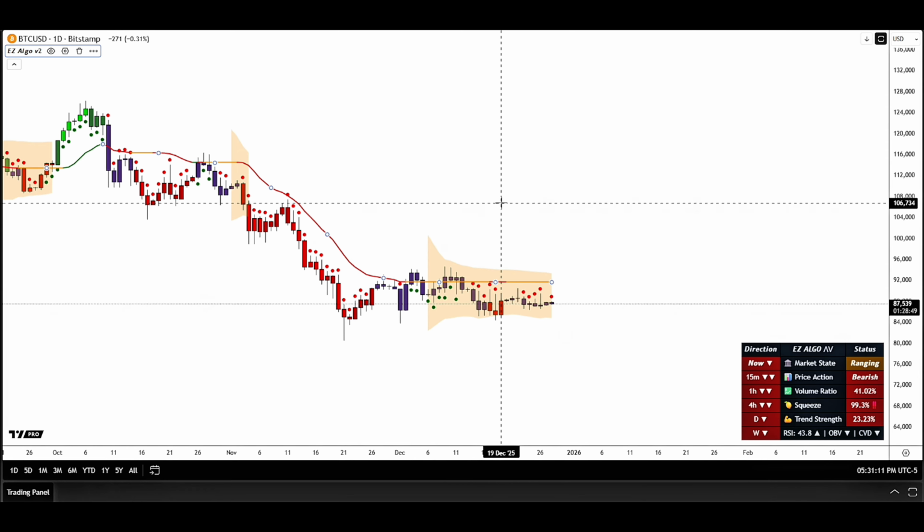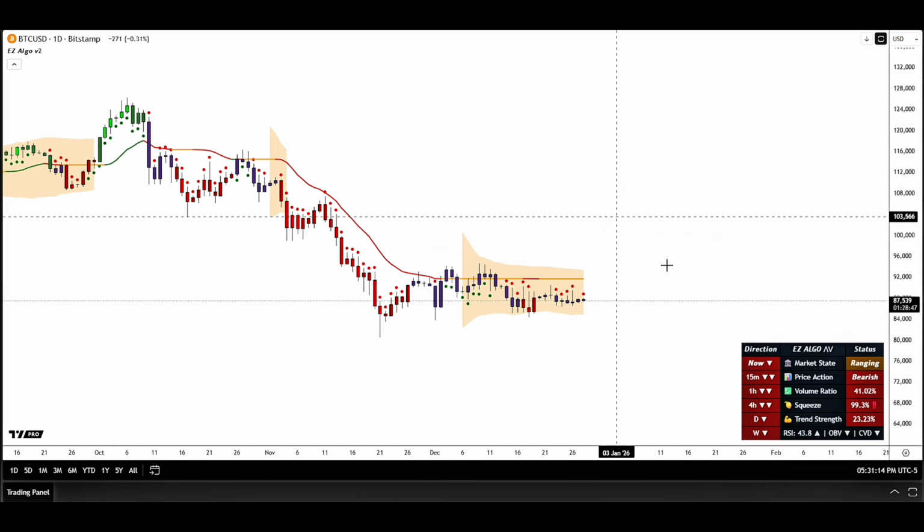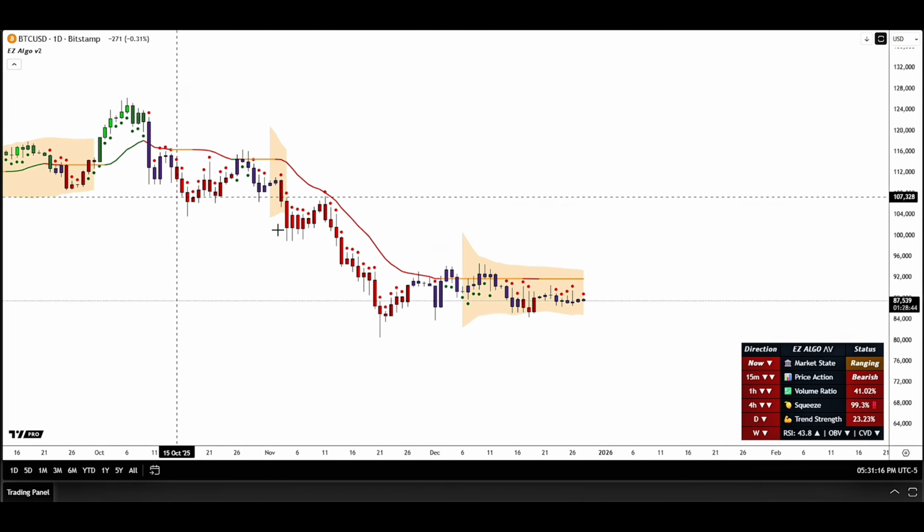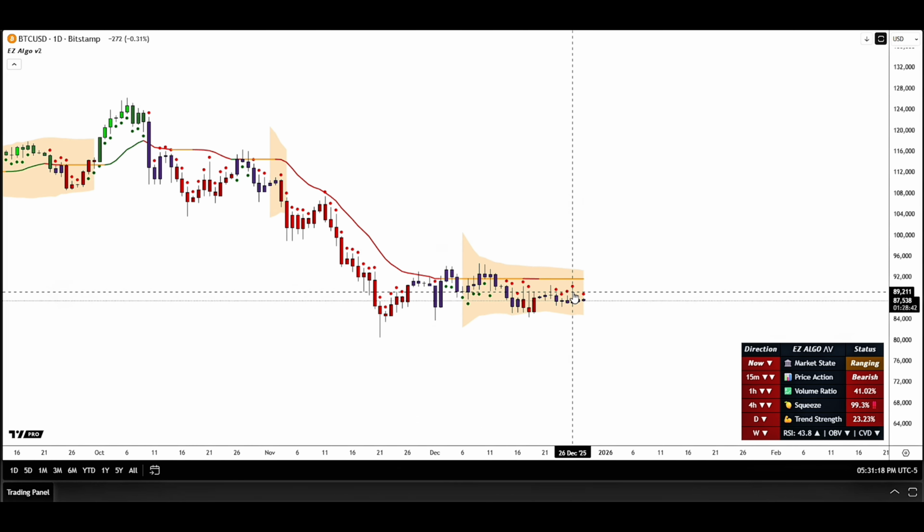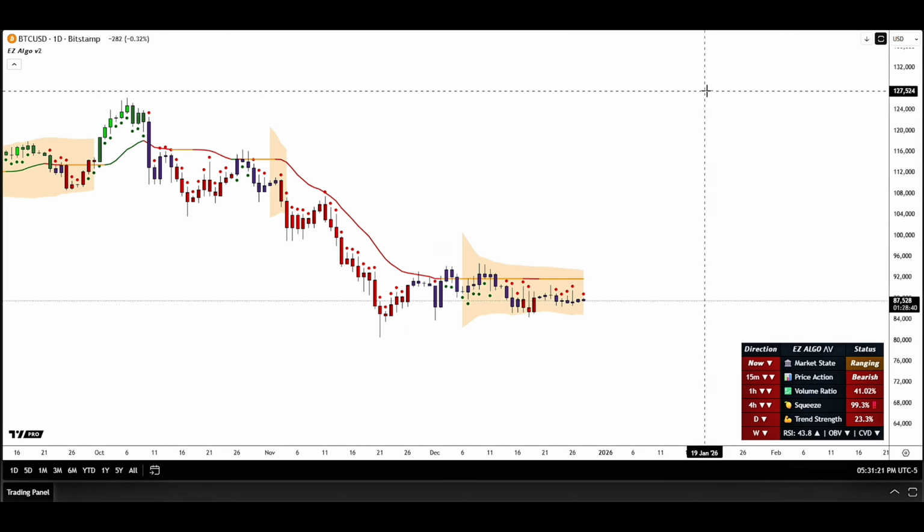I mean, clearly looking at the Bitcoin daily chart right now, everything's pretty bearish, right? We've been correcting since October. Price action has been kind of crappy as commodities have run. Everything's been down.